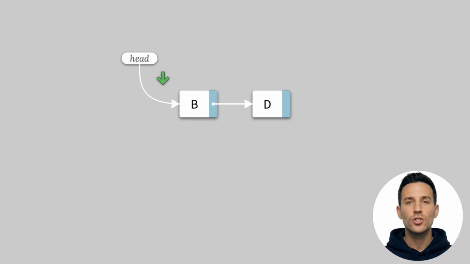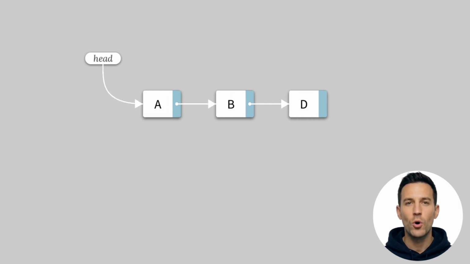We'll start with insertion at the beginning. First, we create a new node. Let's call it node A. Since head gives us a reference to the first node, we can set our new node's next link to point to it. Finally, we update head to point to our new node. Done. The new node is now first in the list. No shifting, no moving other elements. Just two simple steps. That's O of 1, constant time.